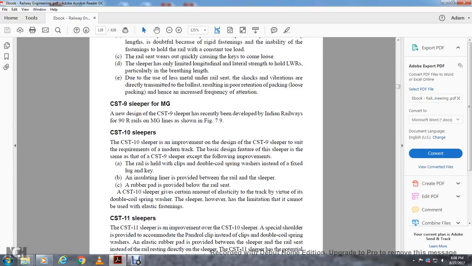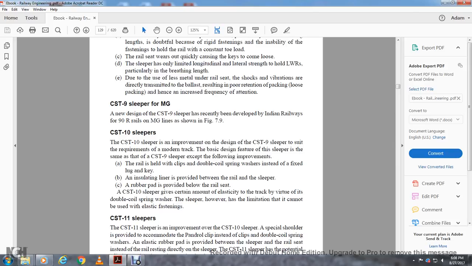The CTS-10. The CTS-10 is an improvement on the design of the CTS-9 to suit the requirements of the monotrack. The basic design feature of the sleeper is the same as the CTS-9 sleeper except for the following improvements. The rail is held with a clip of double coil spring washers instead of the fixed lug key, with insulation liners provided between the rail and the sleeper. A rubber pad is provided below the rail seat.